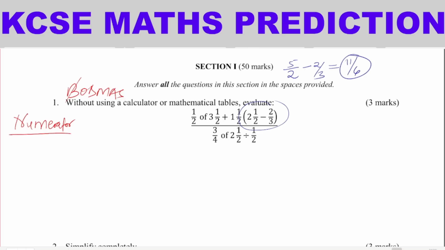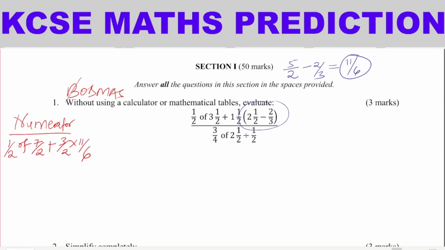11 divided by 6. So now let's write this. The numerator is now simplified. That is a half of 3.5. You can write that as an improper fraction, 7 divided by 2, plus 1.5. You can write that as an improper fraction as well, 3 divided by 2. Then of course this will be multiplied by 11 over 6, that is what you got after working out whatever is in the bracket.